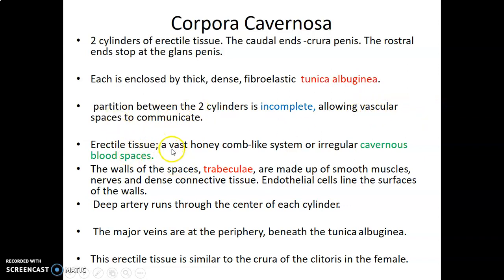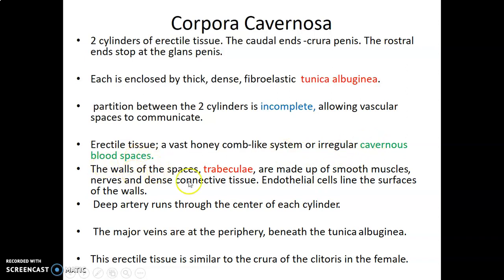So the erectile tissue has a vast honeycomb-like system, which we call the cavernous blood spaces. Corpora cavernosa are made up of erectile tissue. But what do we mean by erectile tissue? It's a tissue with a honeycomb-like system of irregular blood spaces, the cavernous blood spaces.